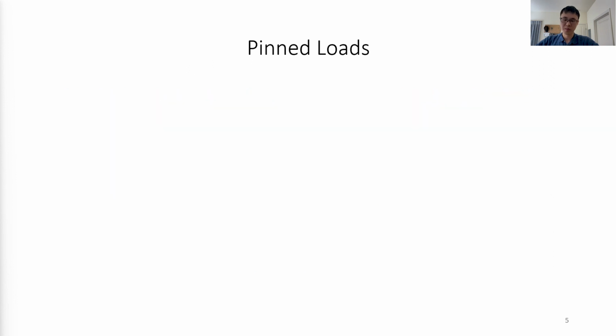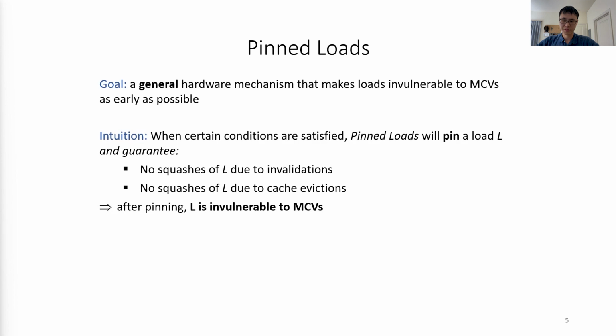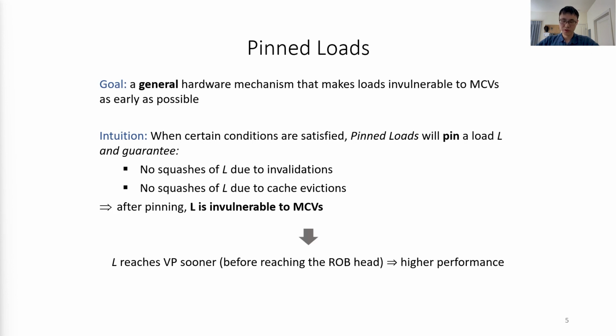To improve the performance, we propose Pinned Loads, a general hardware mechanism that makes loads invulnerable to MCVs as early as possible. The high-level idea is that, when certain conditions are met, Pinned Loads will pin a load LD and guarantee that no squashes of LD due to invalidations and cache evictions. After pinning, LD is invulnerable to MCVs. Therefore, it can reach its VP sooner, before reaching the ROB head, which offers better performance.